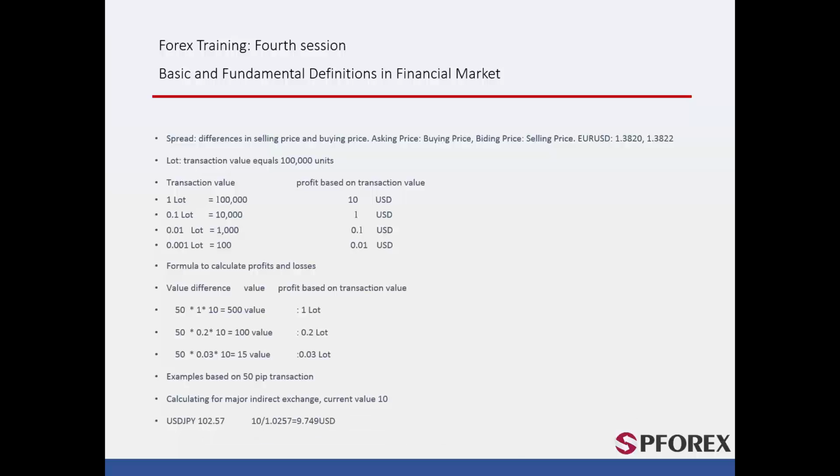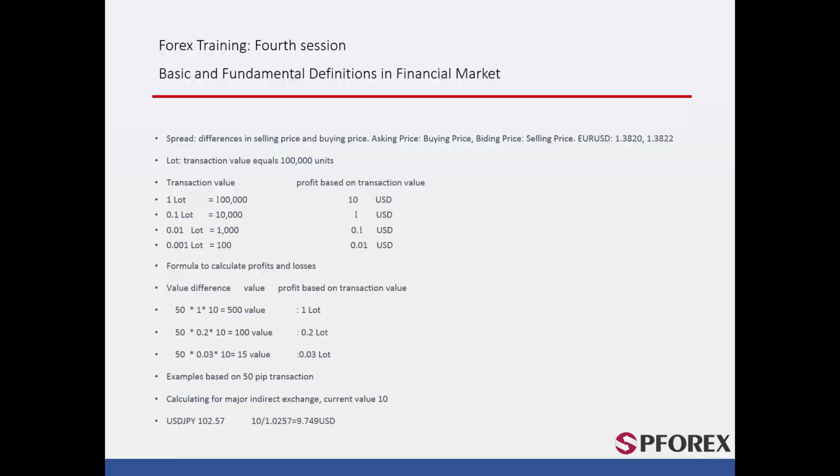Example 2. We are trading 0.2 lot. Our value difference is still 50. After applying the formula, it looks like this: 50 times 0.2 times 10 equals 100.